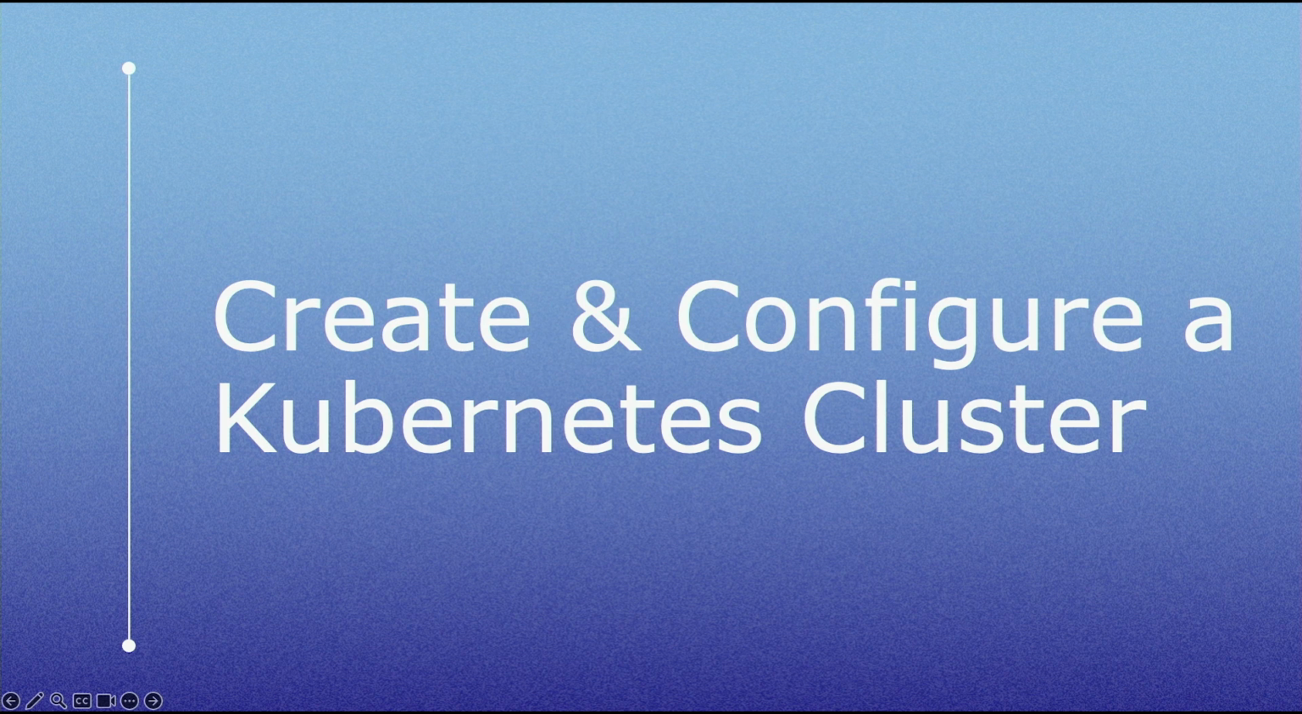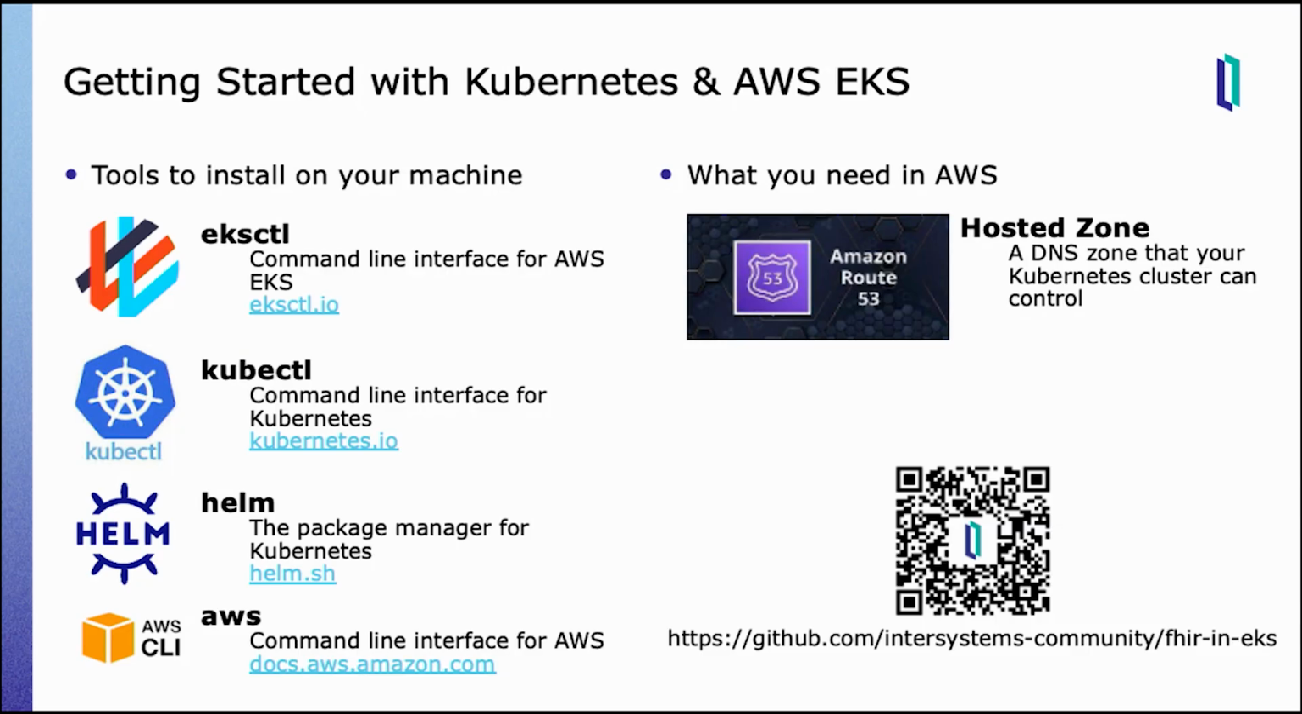So at this point, Bob, I think it's time to create and configure a cluster. All right. So now we're going to get into the part where we walk you through what you need to do to set up a Kubernetes cluster, install it, configure it, and get a FHIR server up and running on it, all that stuff. There are a few prerequisites you will need. You'll need a few tools installed on your machine. Those are on the left-hand side.